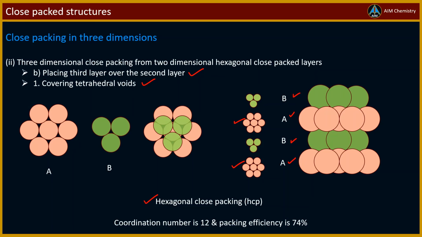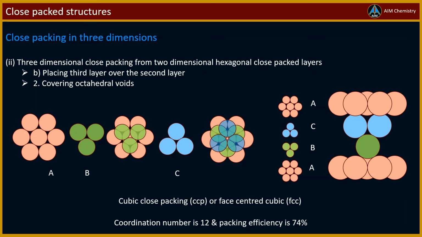This arrangement is found in many metals like magnesium and zinc. In this type of structure, each sphere is in contact with 12 spheres, and so the coordination number is 12. And 74% space in the crystal is filled, that is, packing efficiency is 74%.